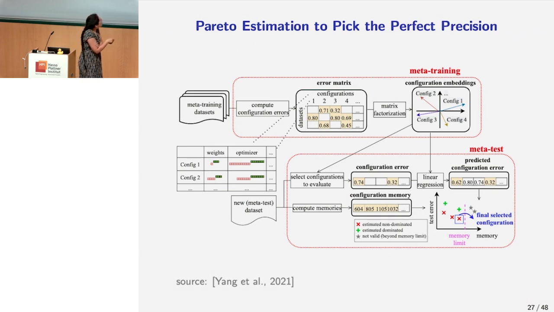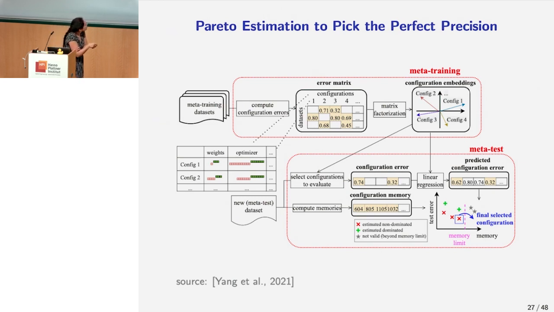Now, test time. A new data set comes in, and you have to decide what precisions to use for the different components. Maybe you've developed different GPUs targeting these different configurations, which are known to be non-dominated, and you want to figure out which one to use for your new data set. Which kind of GPU to use for your new data set.